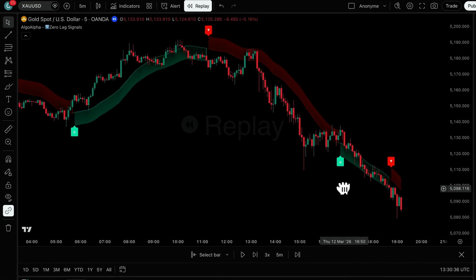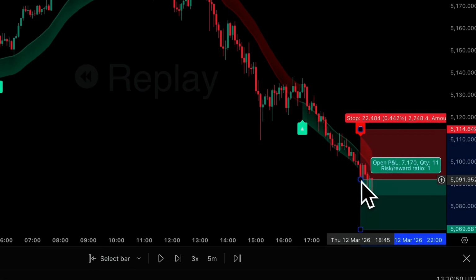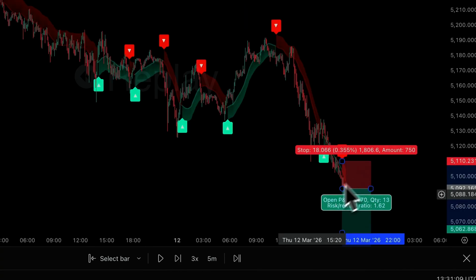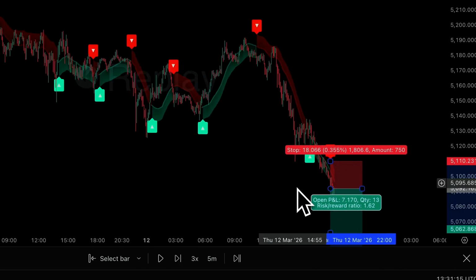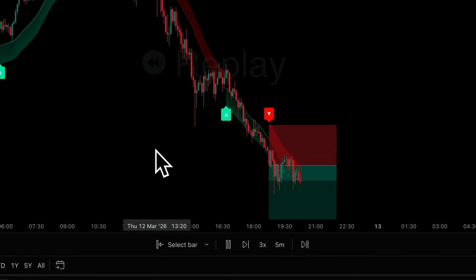When you see that, you sell at the close of the bearish candle that gives the signal. Right here, you set your stop loss at the top of the zero lag zone, and you aim for a risk reward of 1.5 or 2 times. We'll let the market do its thing to see if the indicator was right.